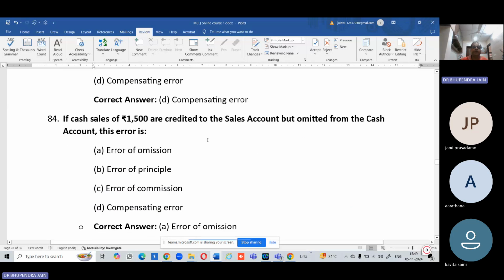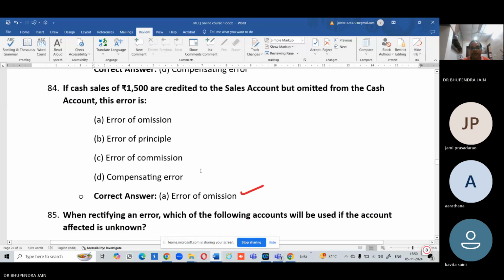If the sales of rupees 1,500 are credited to the sales account, but omitted in the cash account, when any part of the entry is omitted, this is called error of omission. Omission means omit. If you fail to record any of the entry, this is called error of omission. If you make a conceptual mistake, if you fail to follow the rules and regulations, this is called the error of principle. Error of compensation means which cannot be easily compensated error. So this is called error of principle.